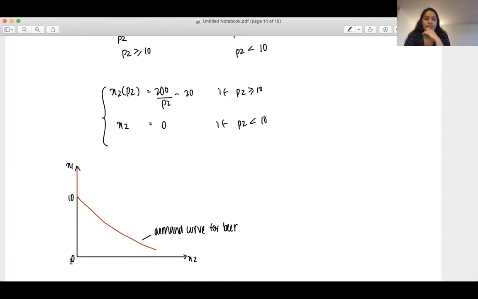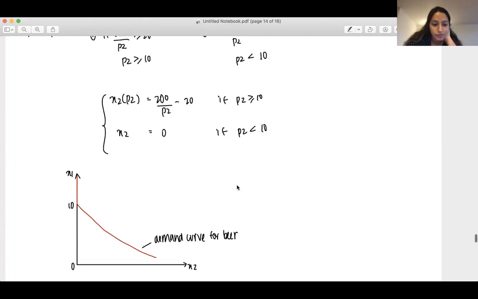So as you can see, when P2 is less than 10, these labels are wrong, so I'm going to change those. But when P2 is less than 10, which is over here, okay, just give me a second. I'm just gonna stop recording for a sec because I think I just confused myself.